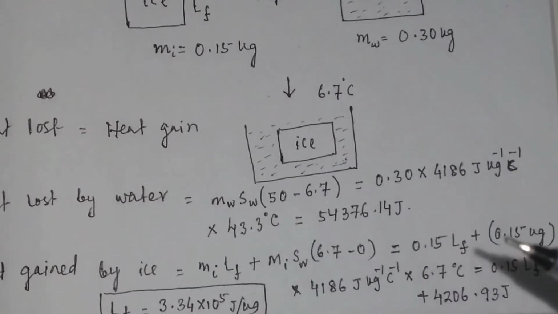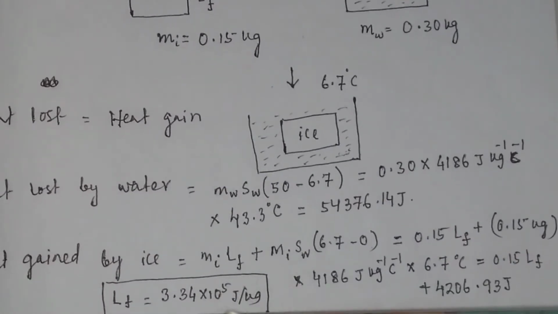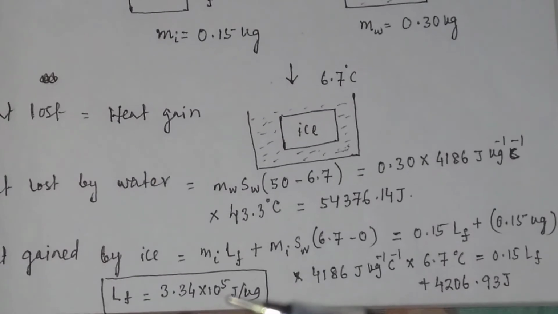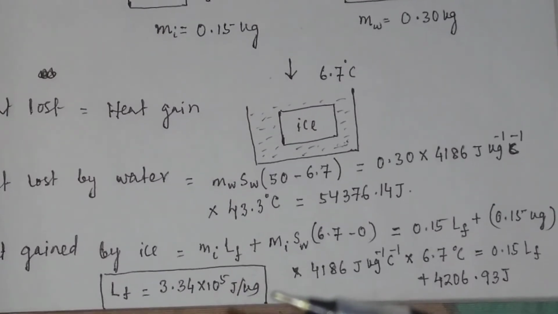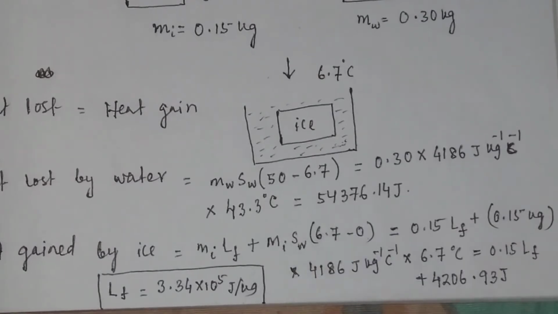So if you put these values, then you can find out the latent heat of fusion of ice is equal to 3.34 times 10 to the power 5 joule per kg, which is very close to the experimental value.